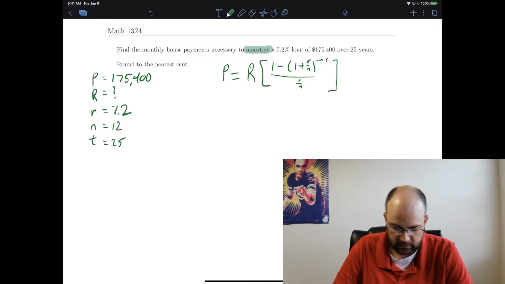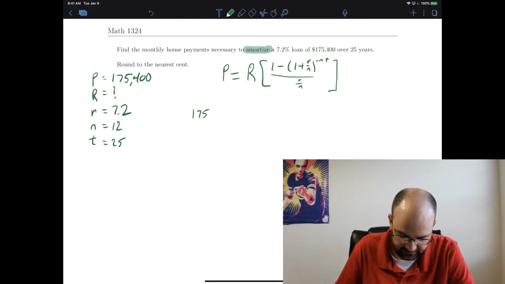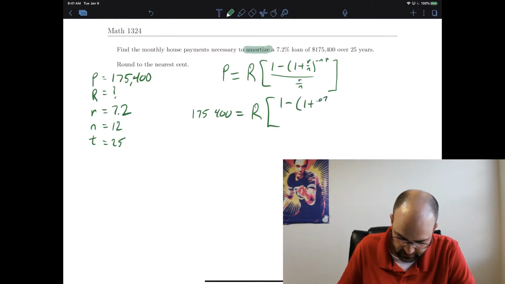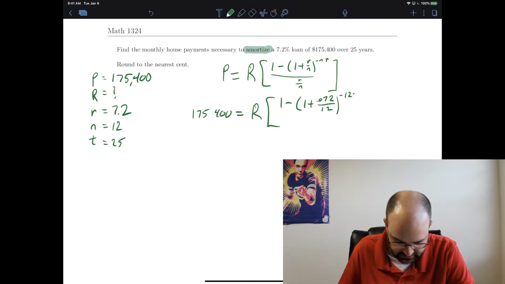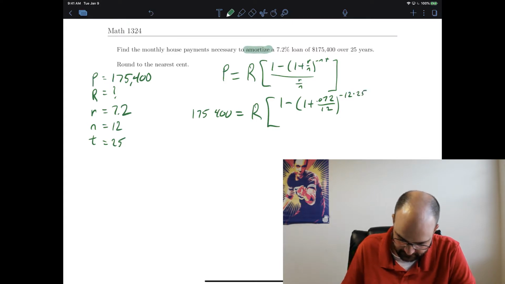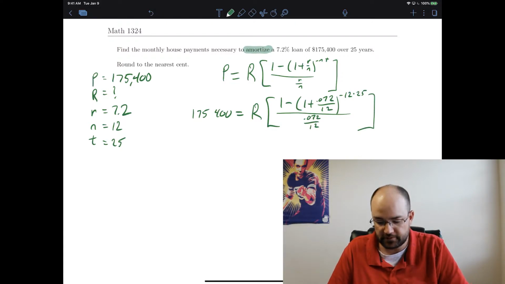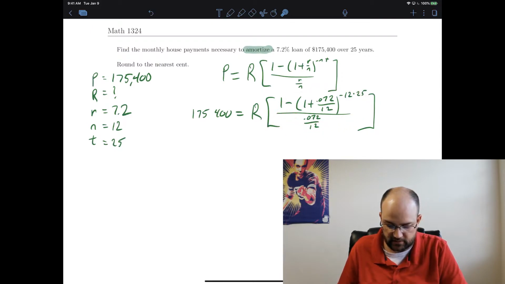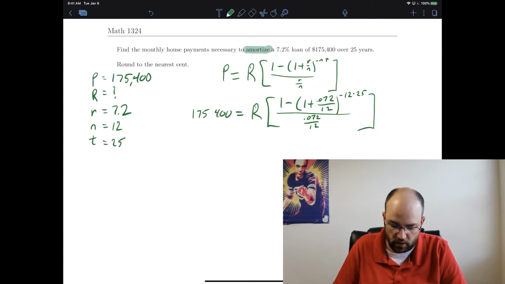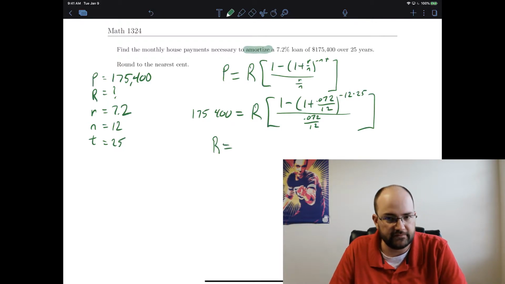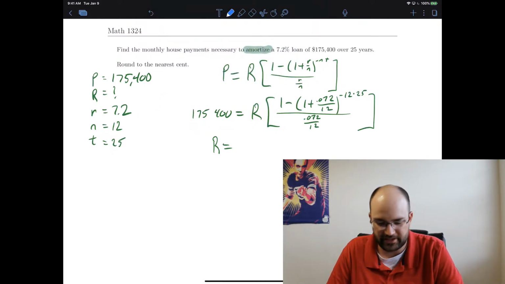Good deal. So P, 175,400, is equal to R times 1 minus, parentheses, 1 plus r of 0.072 over n of 12, all to the negative 12 times 25, all over 0.072 over 12. And this should be familiar to you. Type all that in, and then 175,400 divided by this number will give you R. But again, this is kind of difficult to do, so let's use the TVM solver. I don't really want to type all that in for now.